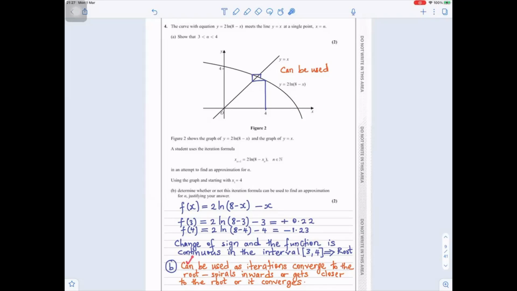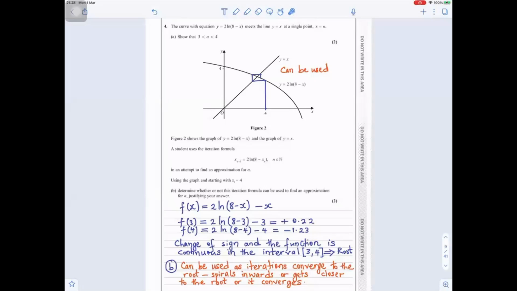So you conclude the iteration can be used as it converges to the root. It spirals inwards, or gets closer to the root, or it converges. That's what you will say. The iteration is converging to the root and you can see it goes to the graph, back to the y equals x line, back to the curve, back to the y equals x line, back to the curve. It is getting closer and closer to the root, which is there in the middle.